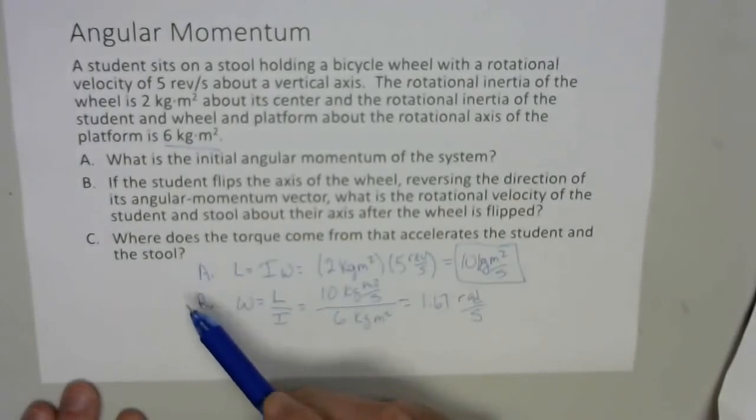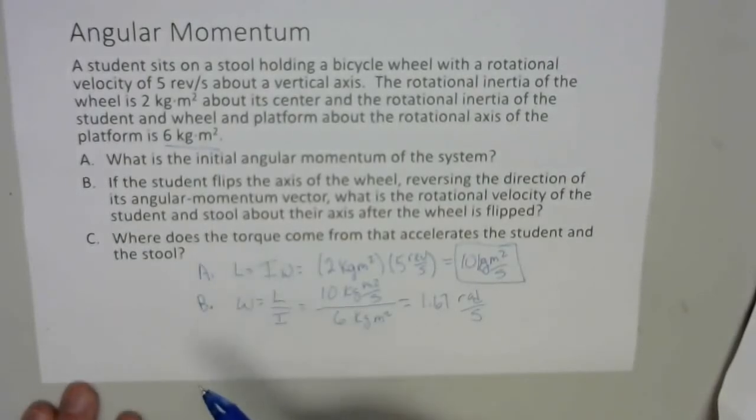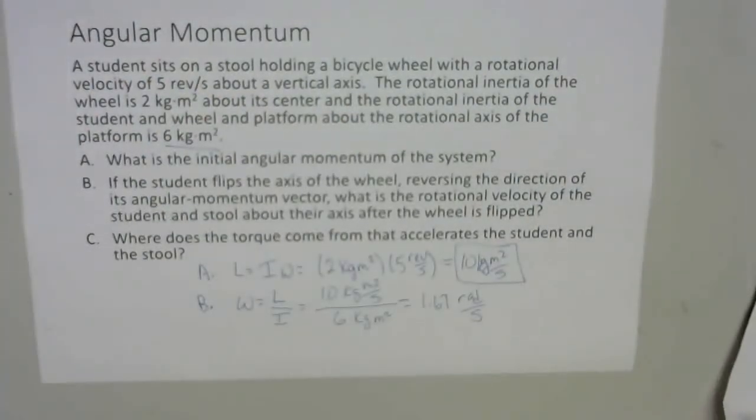Then part C is more conceptual, but where does the torque come from that accelerates the student and the stool? Well, it is the forces that you exert when you actually flip the wheel with your hands. So those forces of your hands acting on the wheel actually produce the torque. This has been a brief tutorial on rotational inertia, momentum, velocity, and how they all work together.